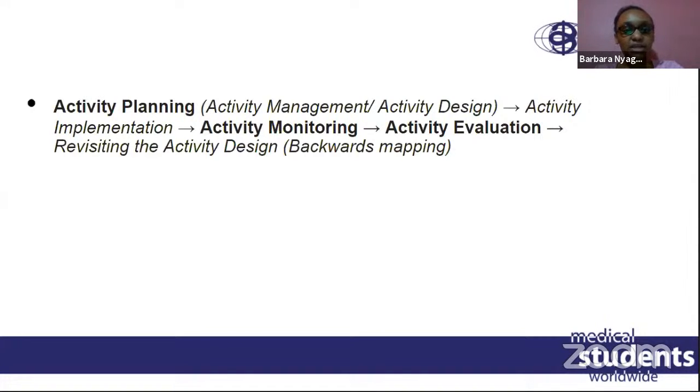So this slide is basically an overview of the whole activity management process. As you may all be familiar with, we have the activity planning stage where you design your activity and plan what you'd like to do. And then the second stage is the implementation where you actually conduct your activity. And while you're conducting your activity, there's something we call activity monitoring. And thereafter, we have the evaluation. We'll clarify the definitions in a bit. And later on, you revisit the activity design, which is called backwards mapping. So that's basically an overview of activity management. Next slide, please.